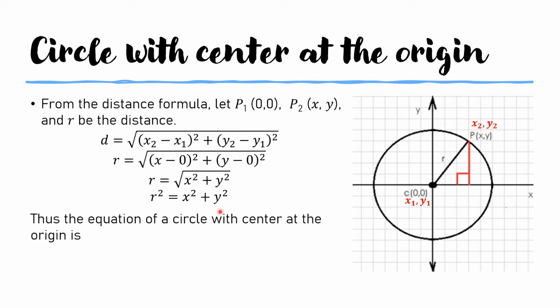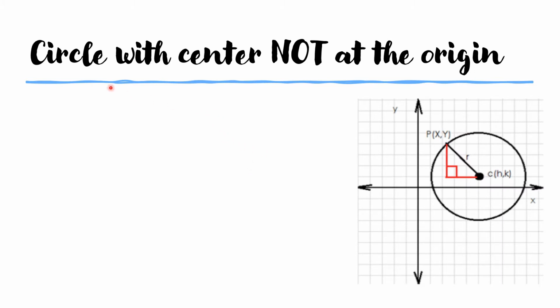So, in short, yung equation of the circle with center at the origin is x squared plus y squared is equal to r squared. On the other hand, kapag ang circle naman natin ay may center not at the origin, we have here another derivation gamit yung ating distance formula.